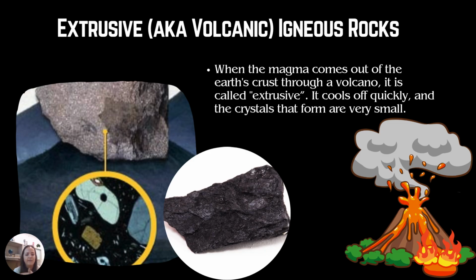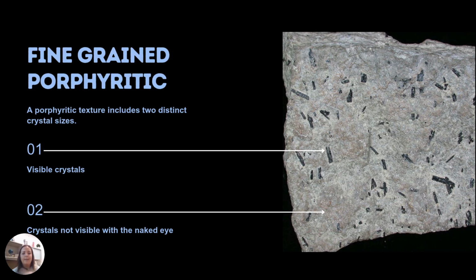Now, within that, we have some other textures to talk about, like porphyritic. Porphyritic means that there are two distinct crystal sizes. In a fine-grained porphyritic rock, we have visible crystals and non-visible crystals. The visible crystals here are those black, tabular, rectangular-looking pieces. And the crystals that are not visible are that gray matrix holding together those visible minerals. So the fine-grained porphyritic texture forms two different crystal sizes, one you can see and one you cannot.